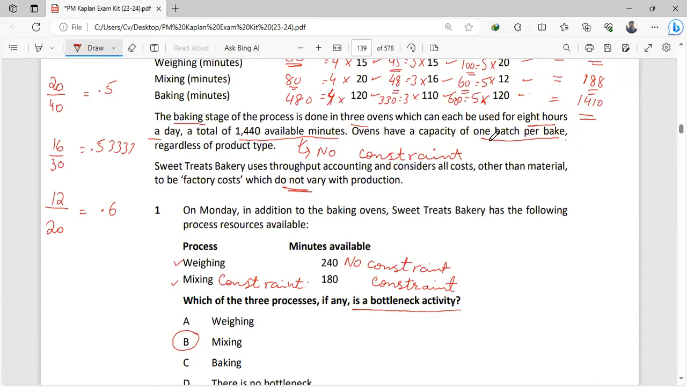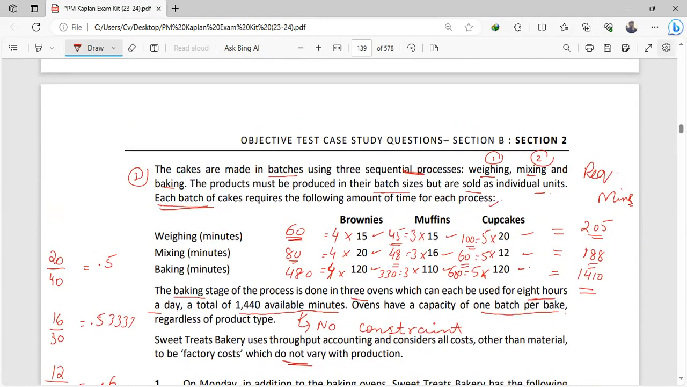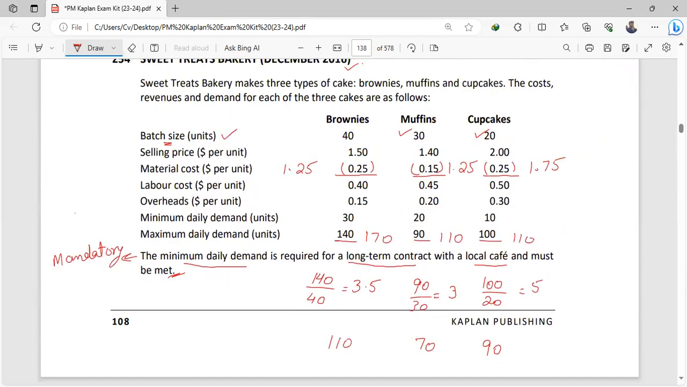Okay. An oven has a capacity of one batch per bake. So at one point of time, you can produce one batch, right? And 40 minutes in total. And if we talk about cupcakes, cupcakes have a maximum demand of 100. One thing I would like to correct here: this maximum demand of 140 includes the minimum daily demand of 30, 90 includes 20, and 100 includes 10. So don't add these values. I did not add them when I was calculating my batches. Cupcakes are 20 units per batch, and we have a maximum of 5 batches.